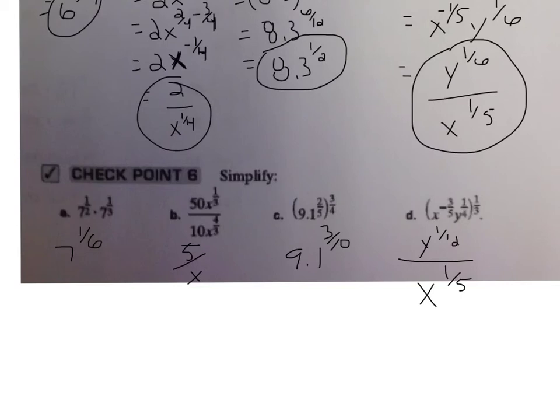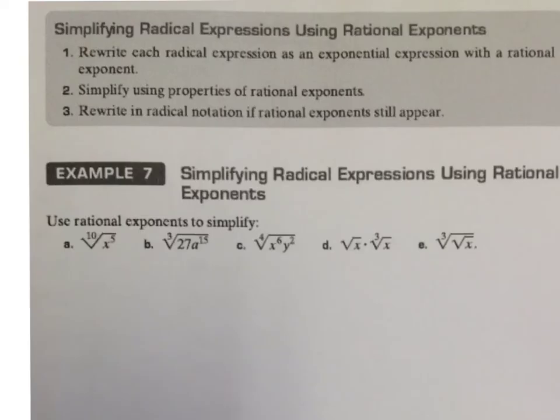Y to the 1/12 over x to the 1/5. Let's look at simplifying radical expressions on the next page. So we've got simplify radical expressions using rational exponents, because there are other ways to simplify radicals, but this is going to be using rational exponents.